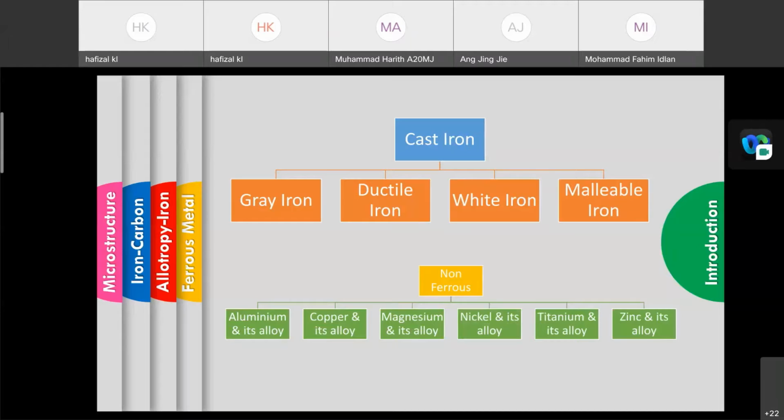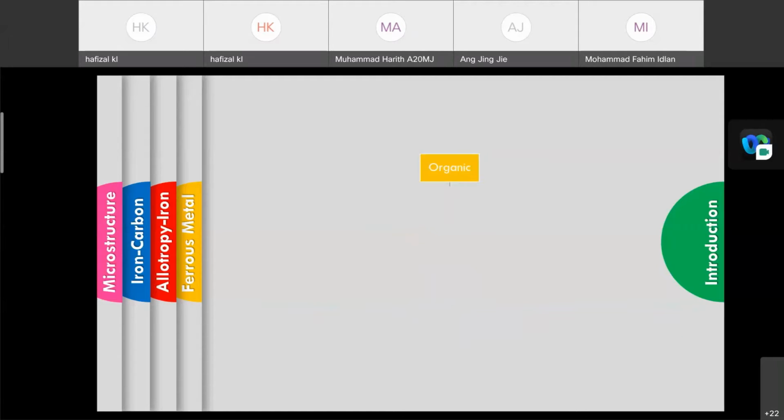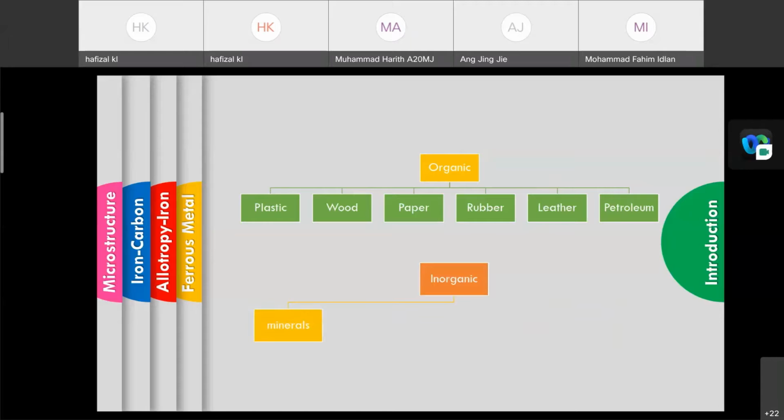In this course, which is material science, we do not cover the non-ferrous because a lot of non-ferrous materials involve alloys. For the organic, we have plastic, wood, paper, rubber, leather, and petroleum. Then we have inorganic. That one is the chemical reaction to produce materials, which are cement, glass, ceramic, and graphite.